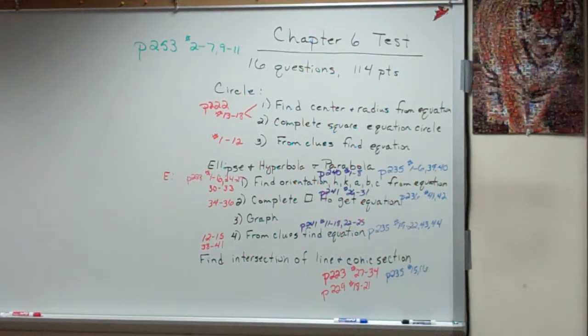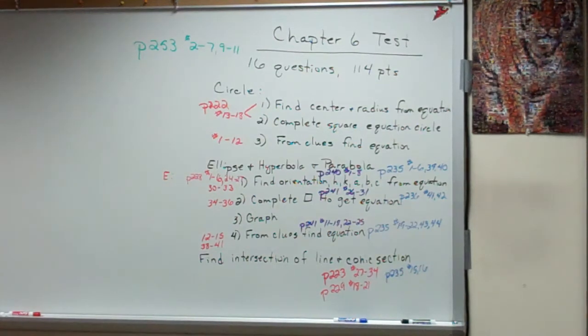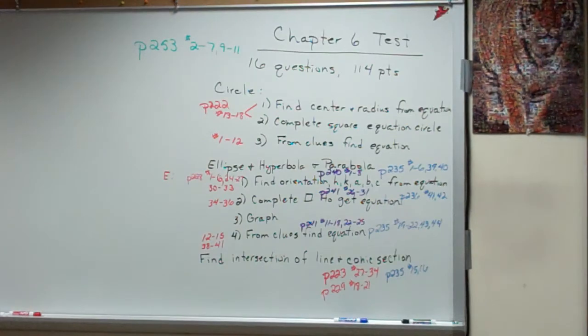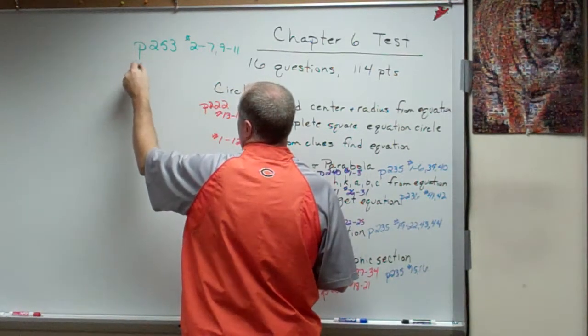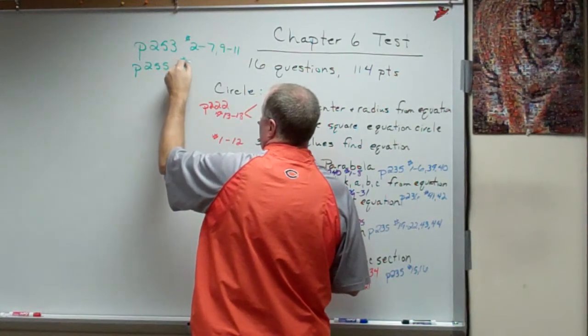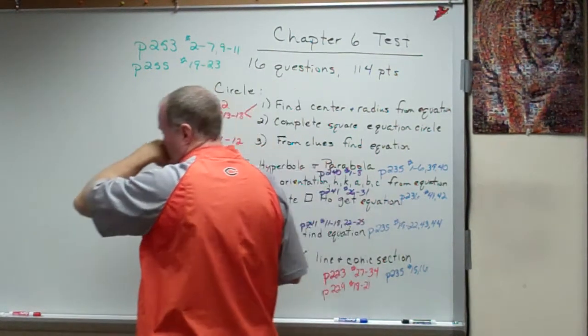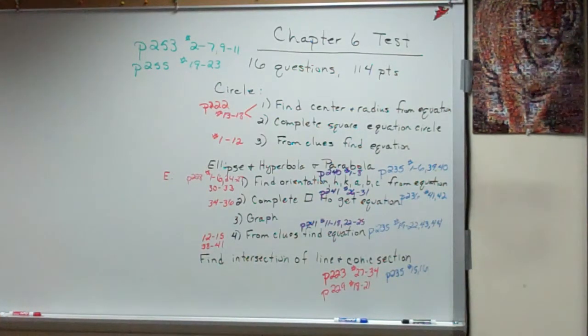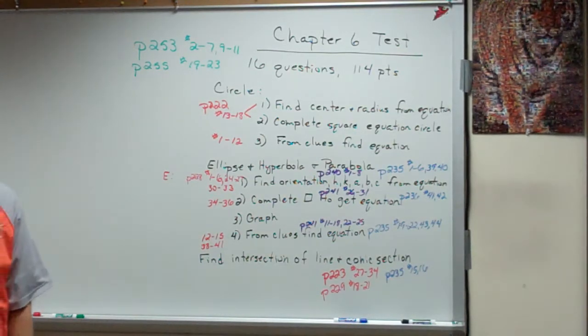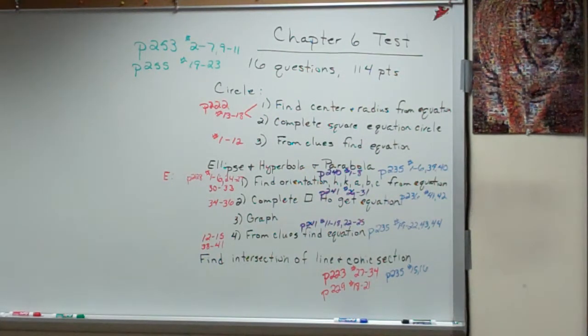Turn to page 255. There is a cumulative review, which you don't want to even mess with, I'm sure. But numbers 19, 20, 21, 22, 23. Page 255. And there you go. A lot of stuff.